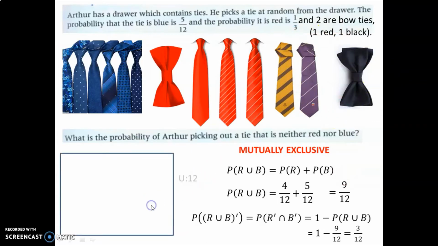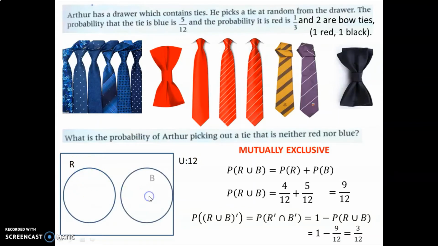In a Venn diagram, we have 12 ties in total. Here's our red ties. Here's our blue ties. We have 4 red ties, 5 blue ties, no overlap. There's no tie that's red and blue. And we have then 3 on the outside here that are not red, not blue. So those are our numbers there. And those numbers match what we've been doing here. And there's the 3 right here.